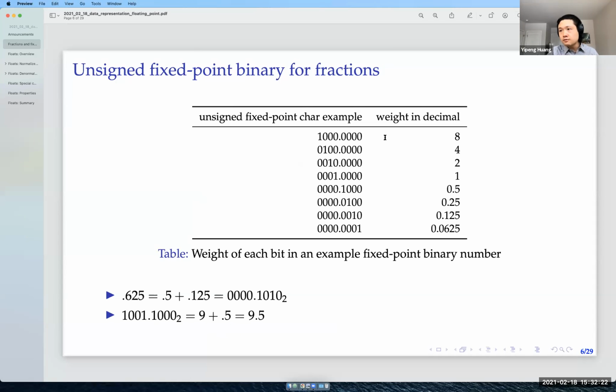I'm seeing a question from Michael: what does the little 2 at the end of the representation of 9.5 mean? This little 2 subscript is one of the common ways we emphasize that the number you're looking at is a base 2 number.